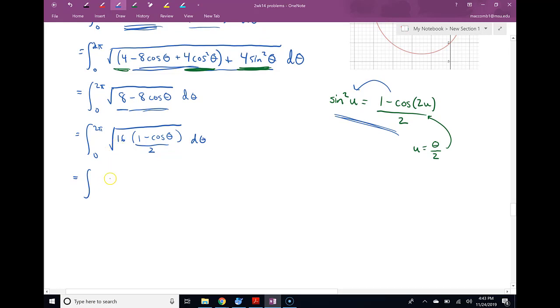And so let's see. Well, the square root of 16 is just 4. And then I can go ahead and trade all of this stuff in for sine squared of u. And remember, u was supposed to be theta divided by 2. There we go. And this is integrating with respect to theta.